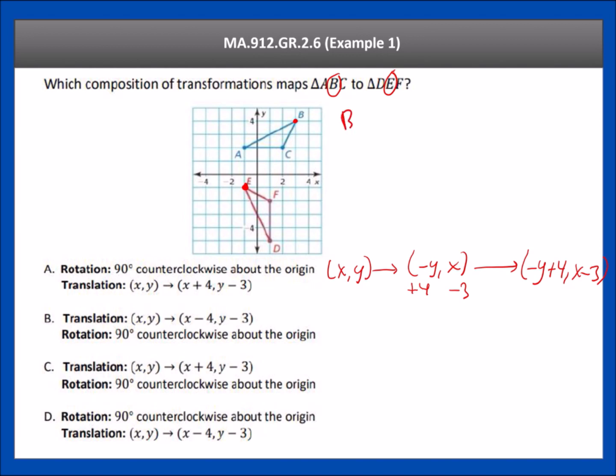So if I do that for B, B is (3, 4). So when I switch it, it becomes (4, 3), but then put a negative here.